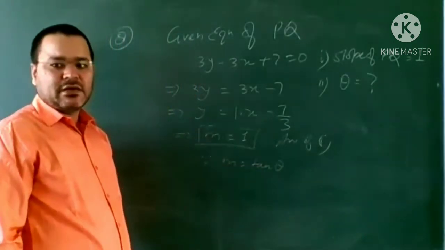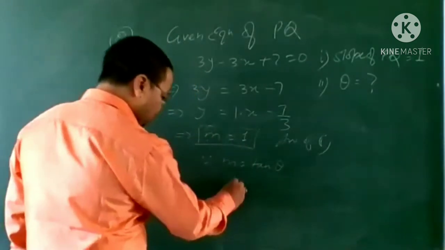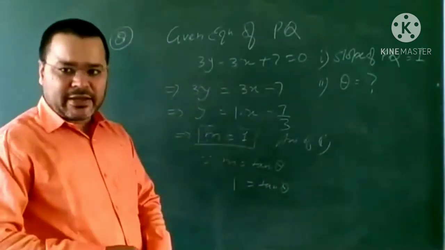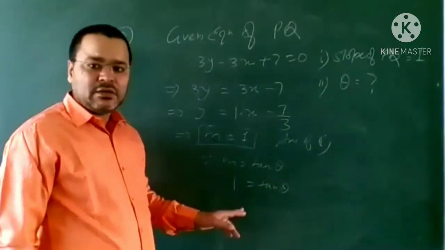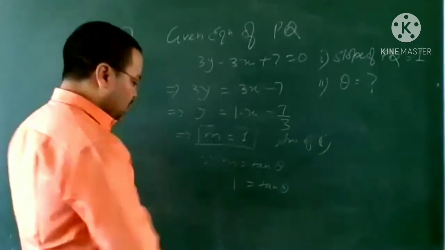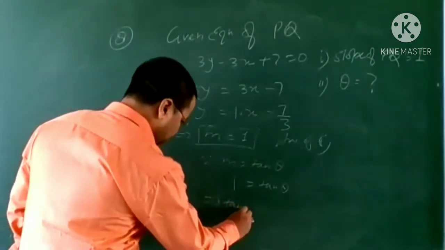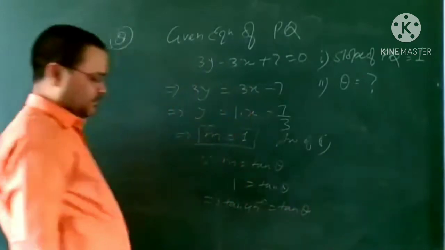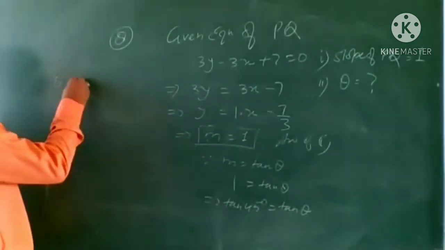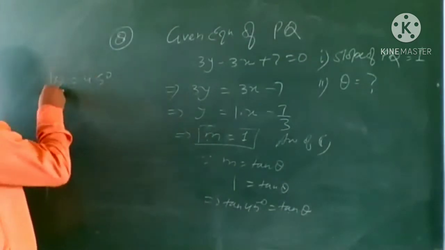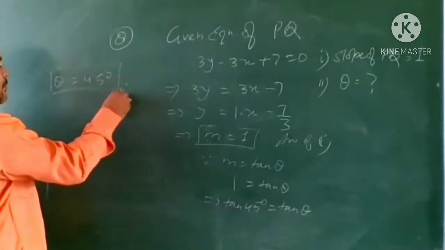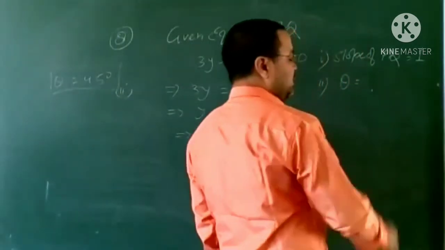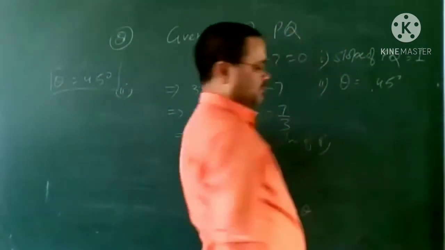m is equal to tan theta, and the value of m is given, which is 1, is equal to tan theta. Now for which angle the value of tan is 1? That will be tan 45. It means tan 45 degree is equal to tan theta. Then the value of theta is equal to what? 45 degree. And this is the answer of the second part of the question: its inclination will be 45 degree.